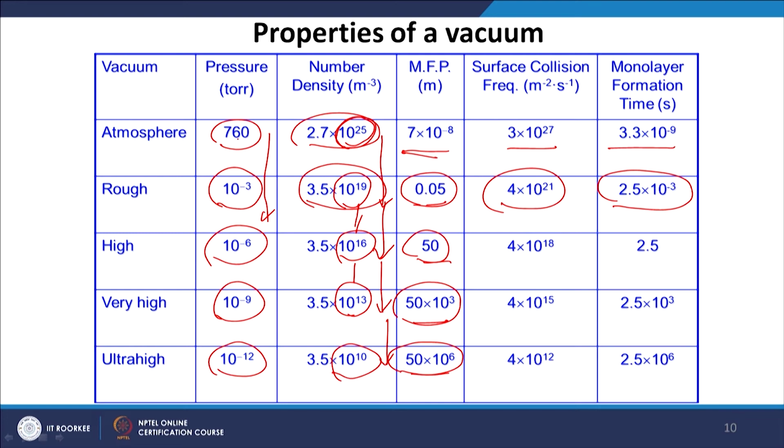So, number density depending on the pressure. Since the mean free path is inversely proportional to the number density, that means if the number density is lower, the mean free path will be higher. Now, if I go from low pressure to high vacuum, the number density reduces, and that is why the mean free path increases.